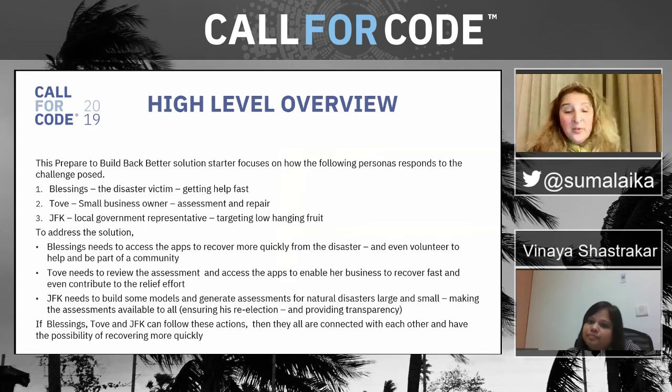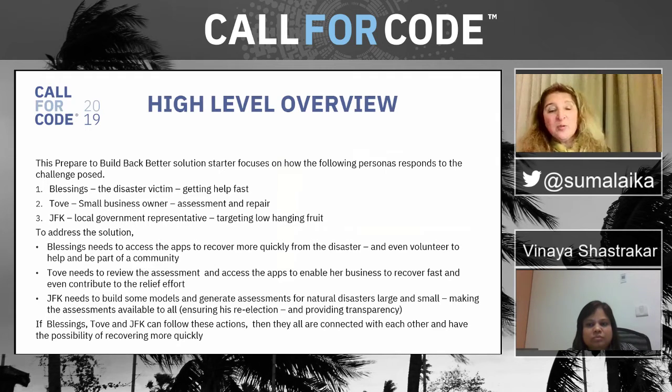All right. And so yes, thank you, Vinay. And as Vinay said, we had three personas. We gave them names from Malawi: Blessings, Tova, and JFK after Kennedy. And we tried to understand their motivations. Blessings wanted to get help fast. Tova wanted to help with the recovery, but also maybe gain some business advantage. And JFK was interested perhaps in being re-elected, and wanted to target low-hanging fruit.